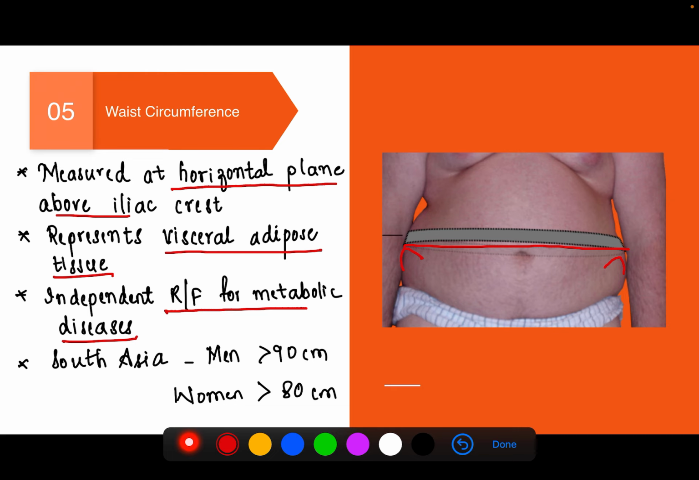For South Asians, a waist circumference more than 90 in men and more than 80 centimeters in women is a risk factor. If it's more than these cutoff values, then they are more prone to metabolic diseases. So remember the cutoff, it's more than 80 in women and more than 90 in men.